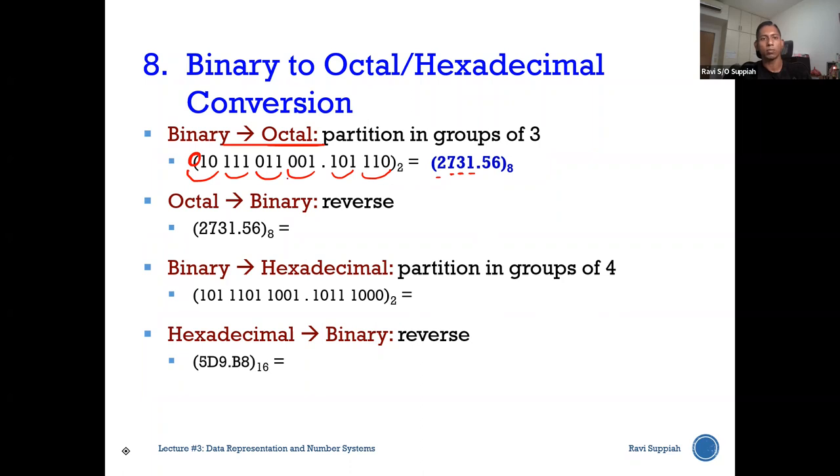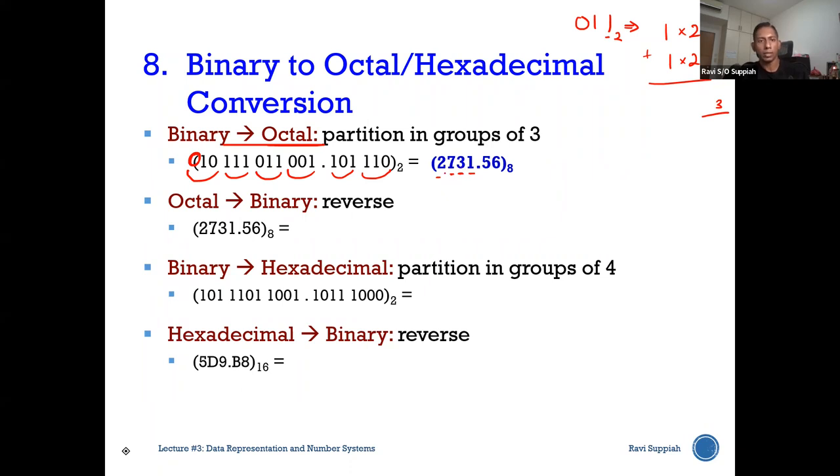If you are still not sure how to convert, take for example this 011. How do I know that it is 3? Because this is binary, base 2. Step by step, it will be 2 to the power of 0 multiplied by 1, for the first digit here, plus 2 to the power of 1 multiplied by 1. The last one is 0, so I can ignore it. 2 to the power of 0 is 1, and this is 2. So the answer is 3. That is how you can convert each of it to the actual value.